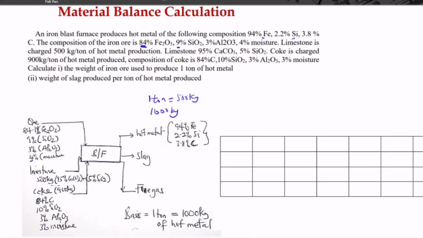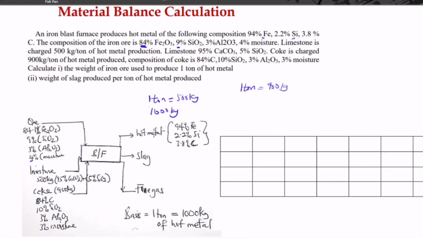Let's go to the coke. With the coke is charged 900 kilogram per ton of hot metal produced. That means that for 1 ton, we have 900 kilogram of what? Coke. So the mass of coke is 900. Then we go back to the composition of coke. We have 84% of what? Carbon, 10% of silica, 3% of what? Alumina, and 3% of moisture. So we have it here.